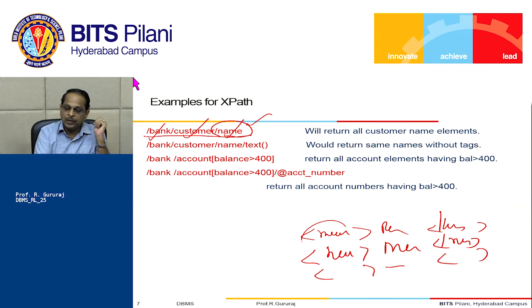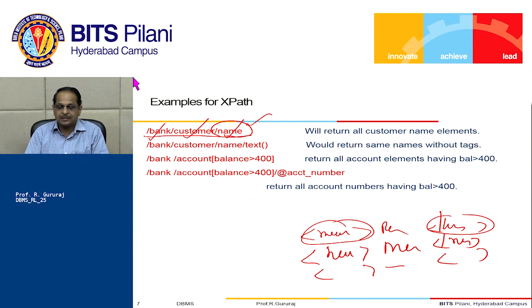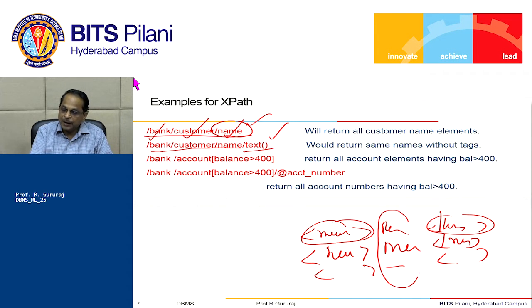If I don't want to get these tags, start and end tag, and rather I would just want only the text associated with this name tag or element, then I can use this syntax. Go to the name element of customers, all customers, and pick only the text. Then in that case, it will display only Raju, Mohan, John, only the text associated with the name element without the tags.